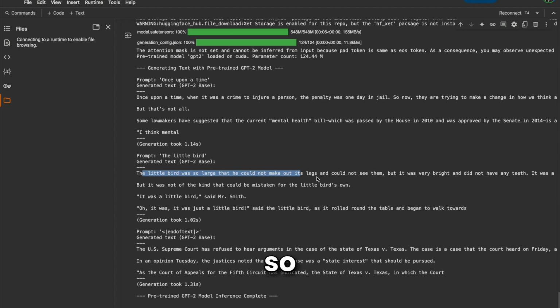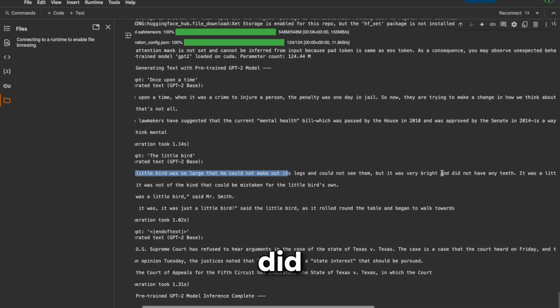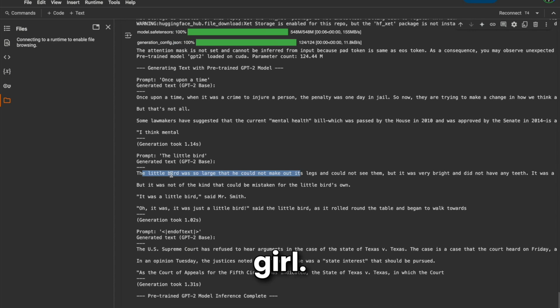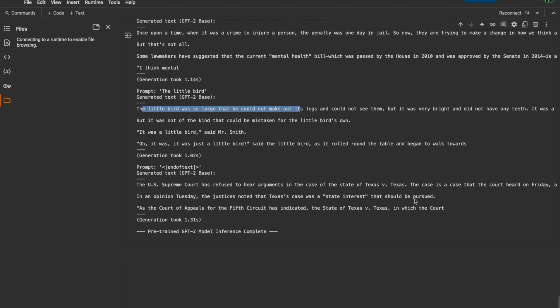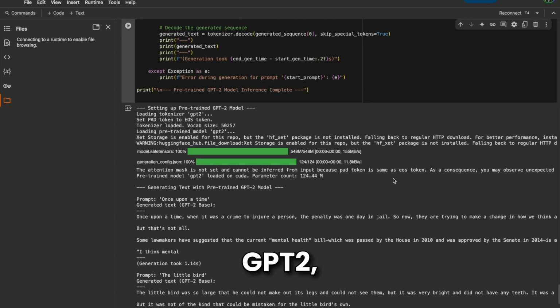The little bird was so large he could not make out its legs and could not see them, but it was very bright and did not have teeth. It was a little girl. Okay, little bird, it went to little girl. So again, you can see it's still trying on its own, but I would say our model, which was trained specifically on the stories, is slightly better than GPT-2.